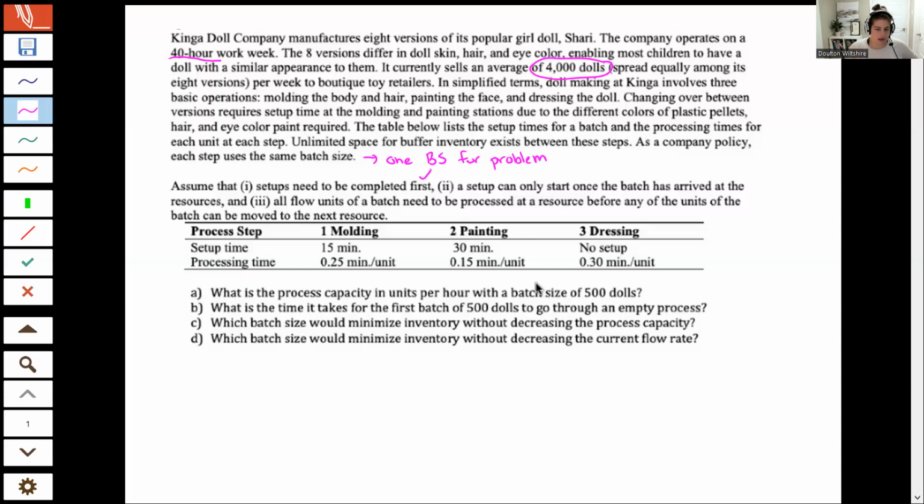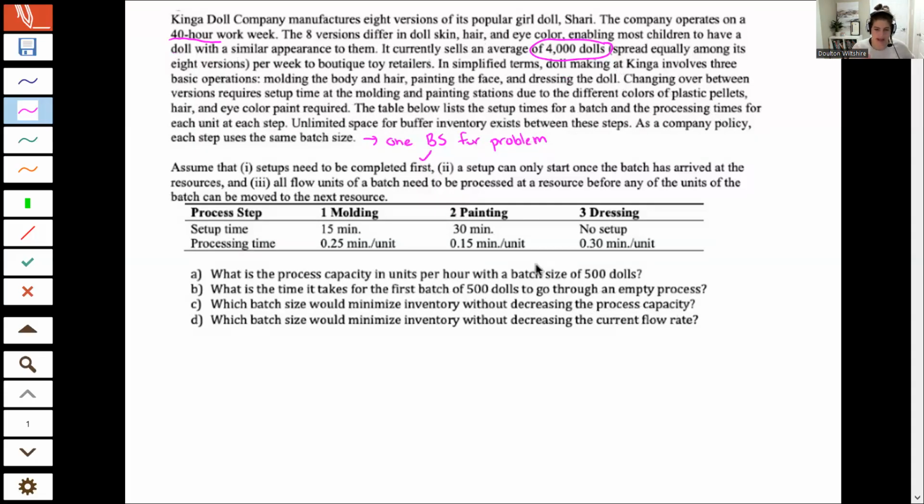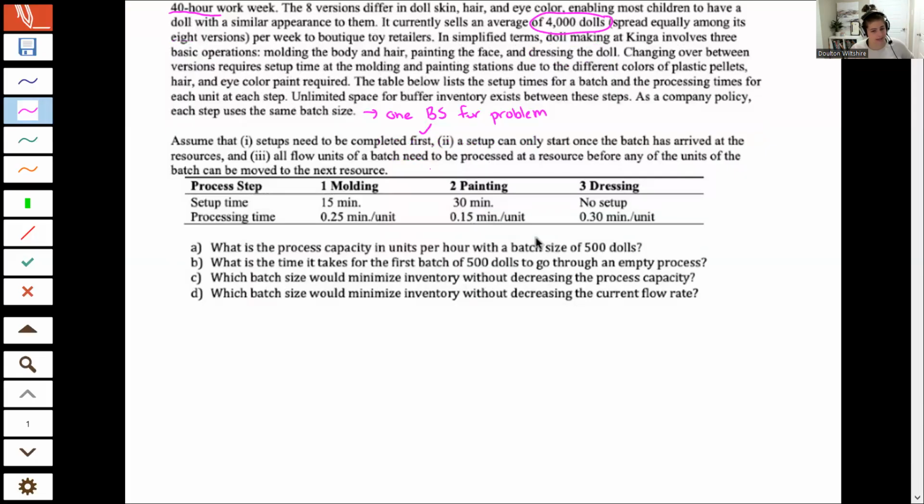Okay. So it gives us the setup time, right? It's telling us that the molding and the painting are batching processes. So their capacity actually depends on the batch size. But the dressing, which has no setup time, is a steady, constant resource. It's not batching. And what this triggers immediately is that at some point I'm probably going to have to set up the molding and painting to match what's happening at the dressing, because typically we're always scaling our batching processes up or down to match the non-batching process.